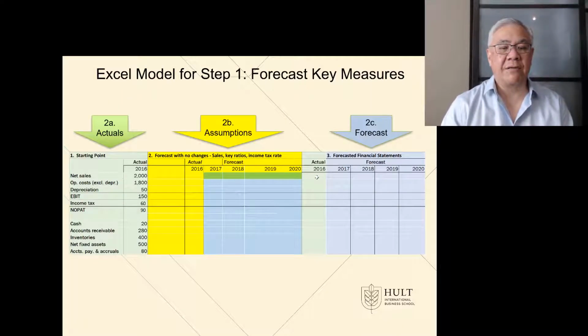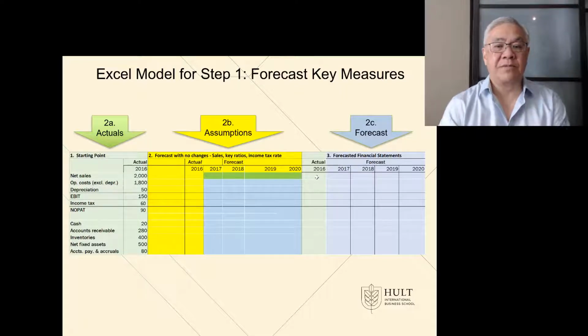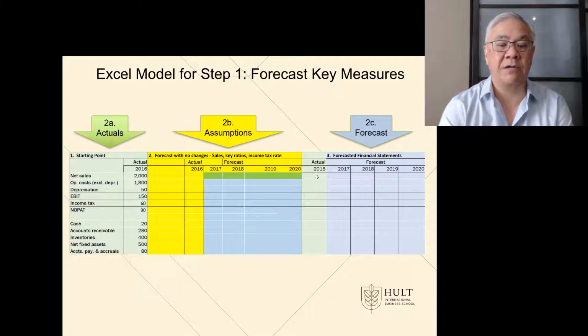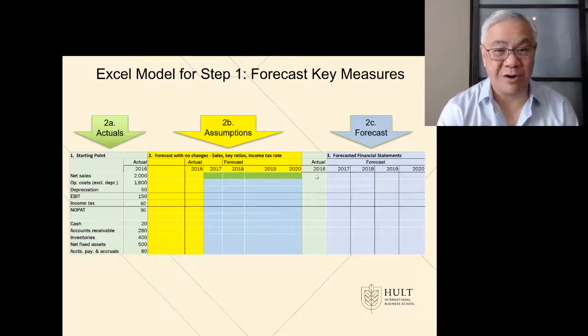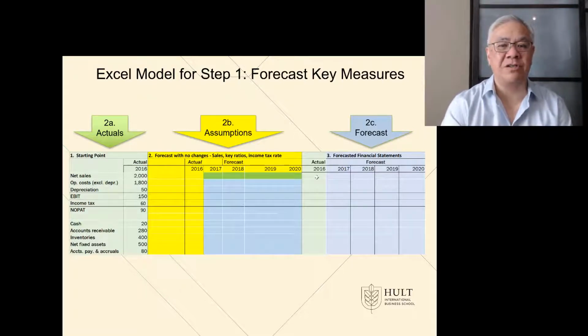You'll see in the Excel that it is broken into these 3 sections. 2A are the actuals. That's the easy part. We just input the numbers, and that's been done for you. Step 2B are assumptions, and this has been done for you already in the Excel also, taking the 2016, but since this is a no change scenario, we just replicate that across. The third is the forecast. Got to make you do some work. So 2C is something you're going to do as your next Excel exercise.